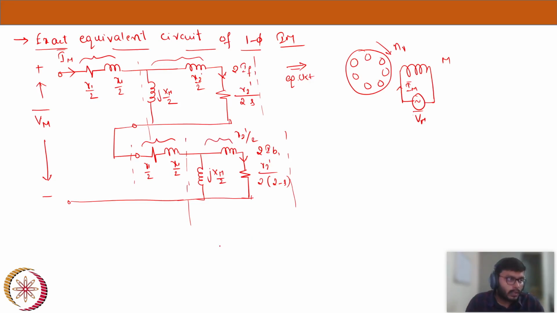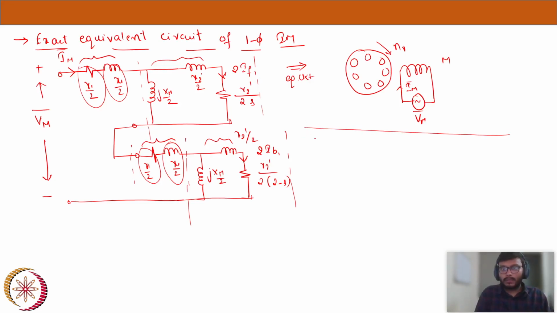Now what I will do, I will just combine all the resistances here, R1 by 2 plus R1 by 2. Here is our R1 by 2 and this is the R1 by 2. I will add them up because they are in series, and this X1 by 2 and this X1 by 2, I can add those two up. Now we are just trying to simplify this circuit even further to see how exactly our circuit would look.